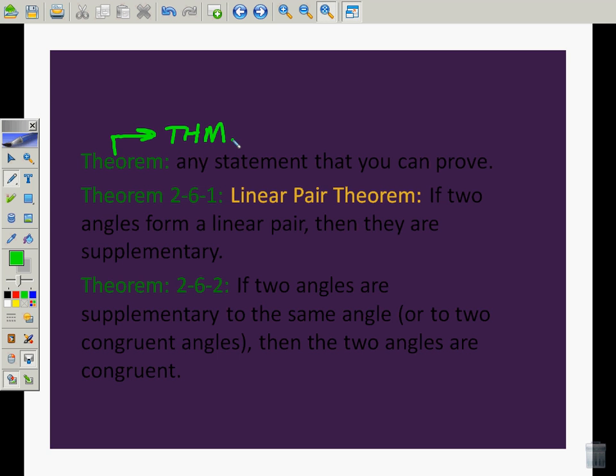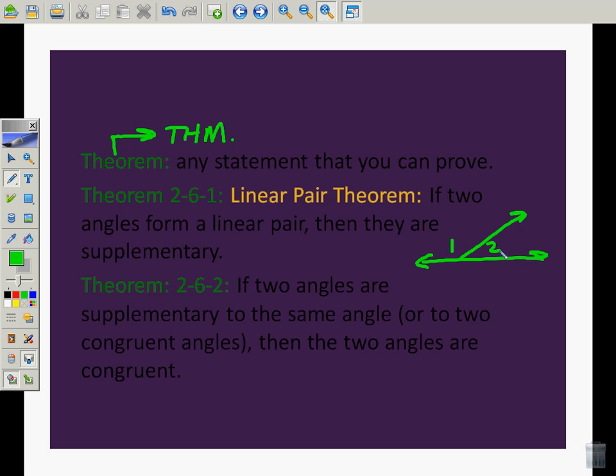2.6.1, linear pair theorem. If two angles form a linear pair, then they are supplementary. This is basic. So angles 1 and 2, they form a linear pair. That means they're supplementary. They add up to 180. Good to go. If two angles are supplementary to the same angle or to two congruent angles, then the two angles are congruent. Pretty straightforward. It means that we're substituting one in for the other.